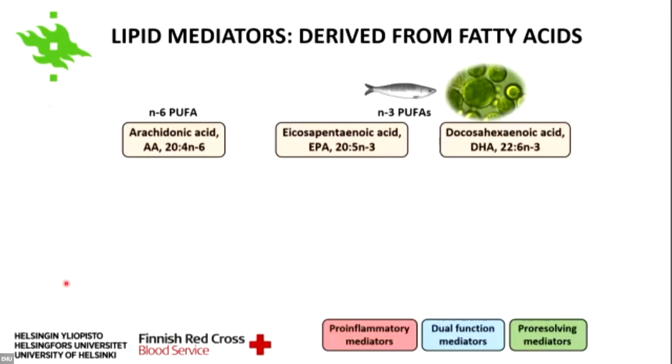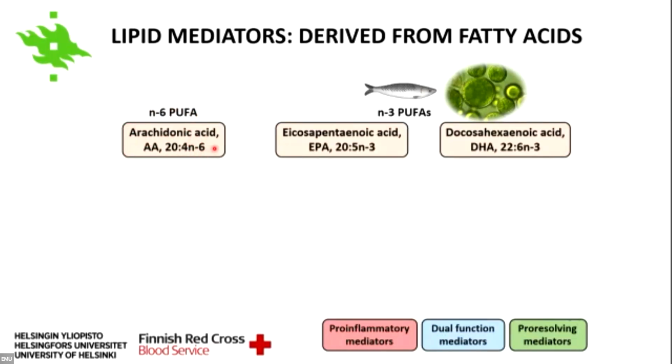So, as I mentioned, these mediators are coming from fatty acids. And now, again, a word that most of you have most likely heard of. We have two very important fatty acid families, called the omega-6 and omega-3 fatty acid families. In the omega-6 or N6 family, the main precursor for these lipid mediators is called arachidonic acid. It has 20 carbons and 4 double bonds, hence the name 20:4.